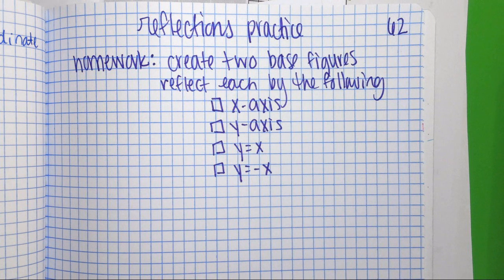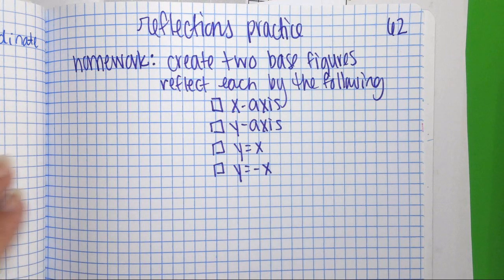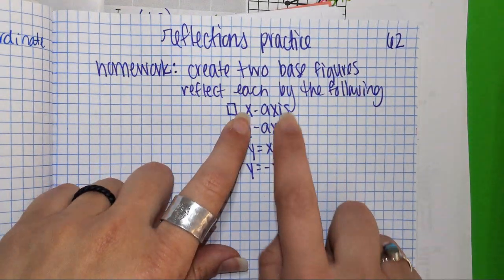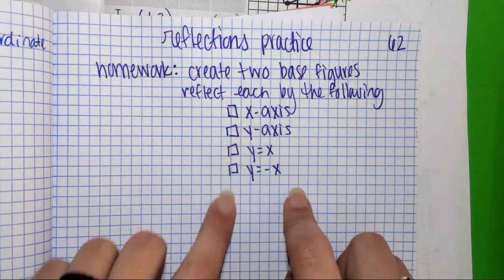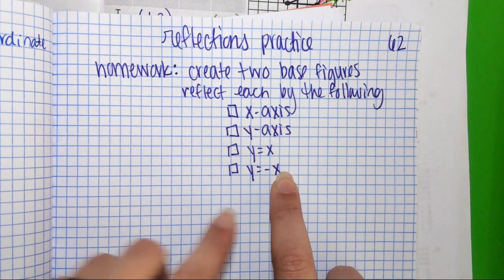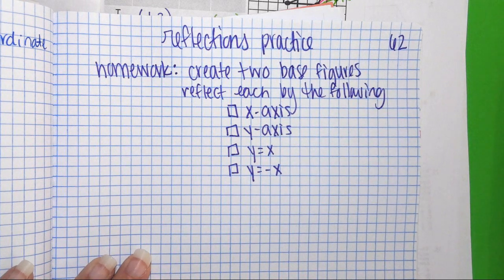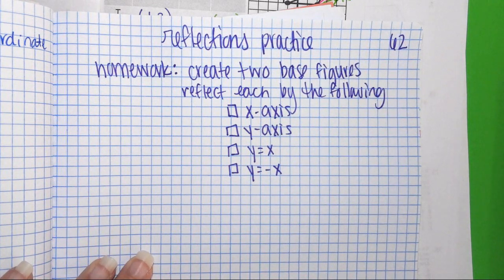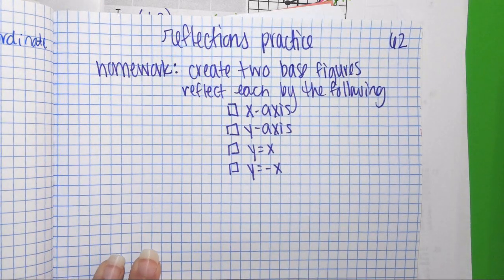Does everybody understand what your homework is? Does anybody not understand what your homework is? Okay, so you're creating a figure, right? You're creating two different ones. And you're putting it on a coordinate plane. And then you're going to reflect it across the x-axis, y-axis, y equals x, and y equals negative x. So you're going to have 4 new figures for your original figure. Does that make more sense now? Okay. Did that help anybody else? Are we good?